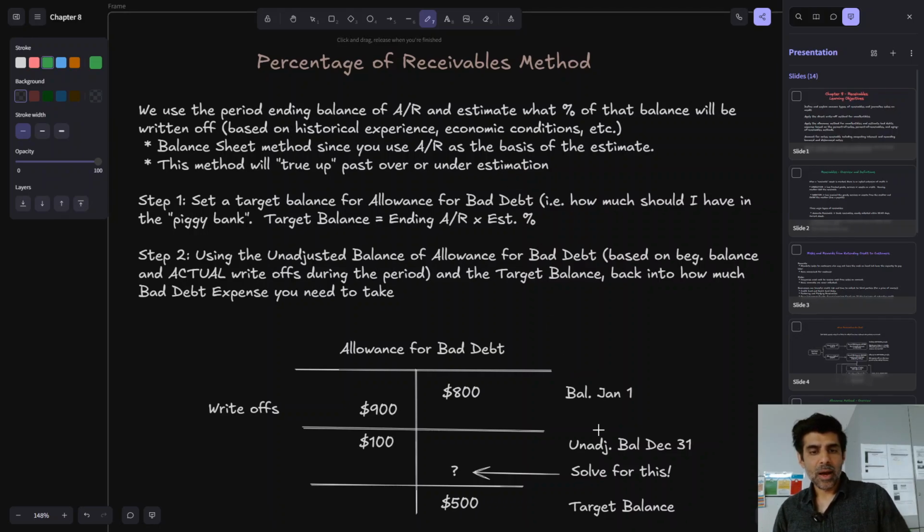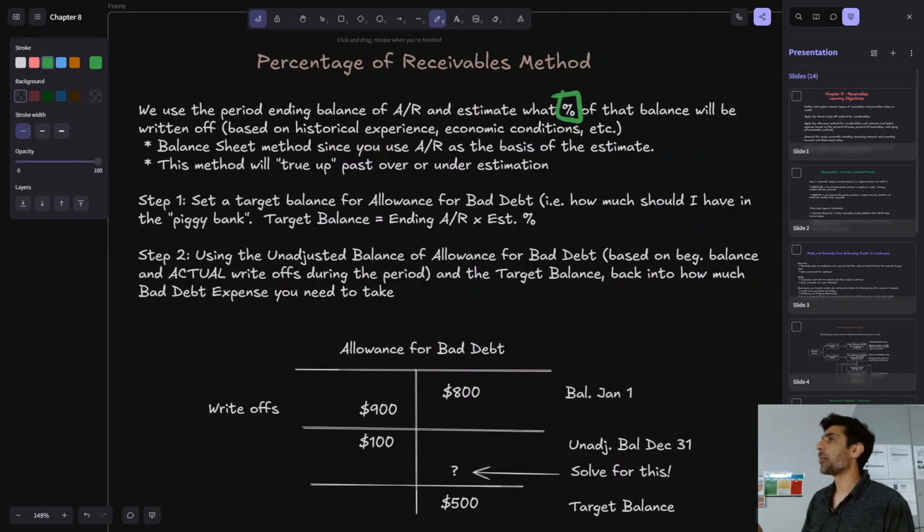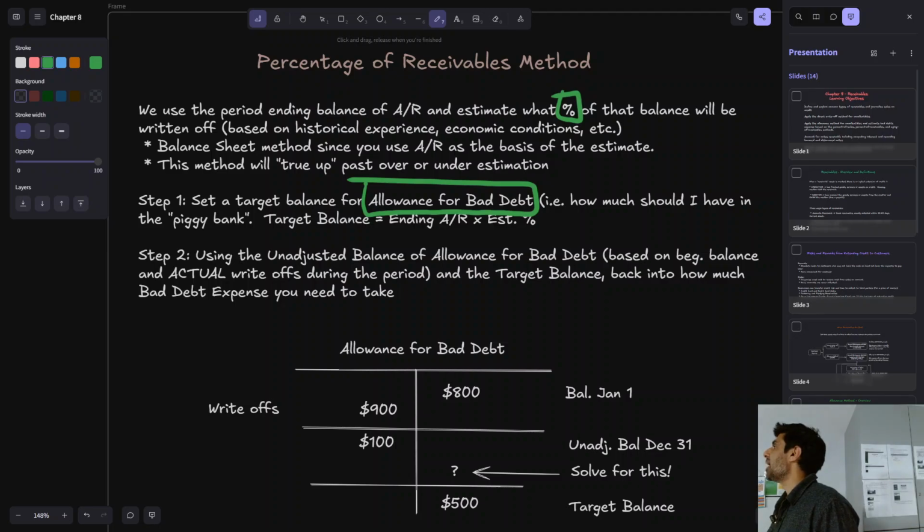Again, the percentage that you come up with, where that percentage comes from, is a whole topic in itself. But what we're going to basically do is, instead of just taking a percentage of the sales and using that as the bad debt expense, you're going to figure out what the target balance should be for your bad debt account. So you have a certain amount of account receivable at the end of the period. I'm going to say 5% of that is uncollectible based on my estimates. So I want my piggy bank to be 5%, right? I know exactly how much I want in my piggy bank.